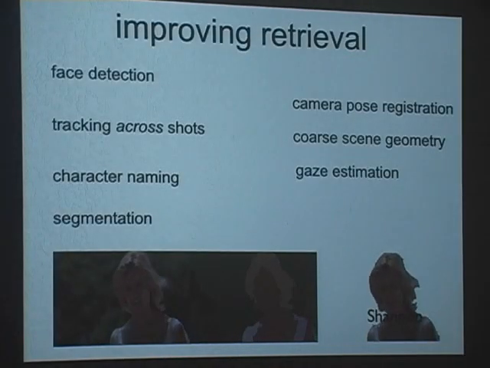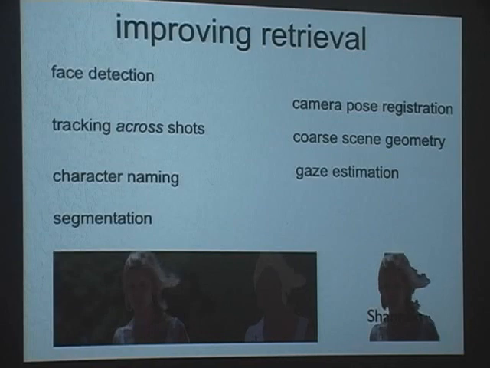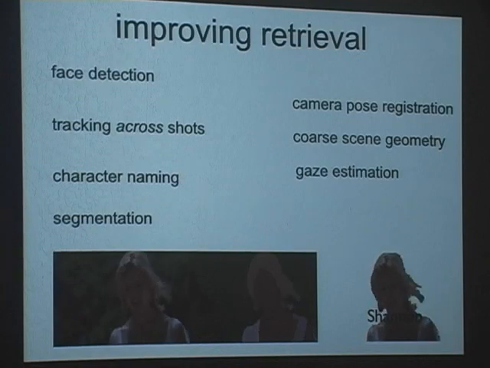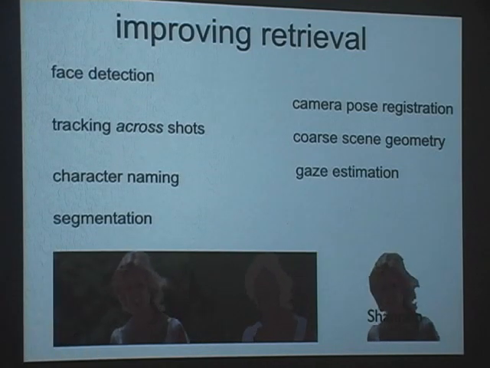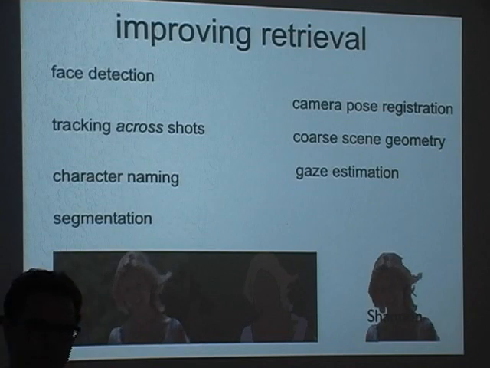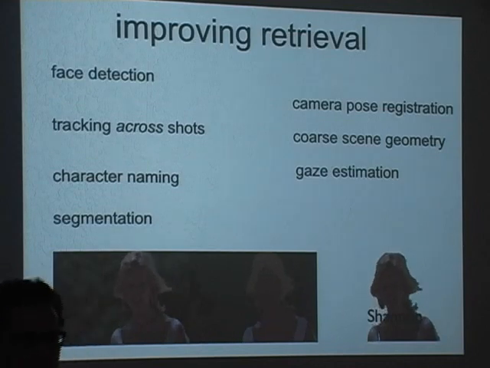So now we'd like to improve the retrieval in order to go to the pixel level and to have face track and naming. This is more involved, but it would help us to have more precisely aligned actions in terms of temporal width, and also spatial width. So we want to do face detection, tracking across shots, also character naming and segmentation. And aside, for later, we'd like to do camera pose registration, core scene geometry, and gaze estimation. We're not going to talk about this here.